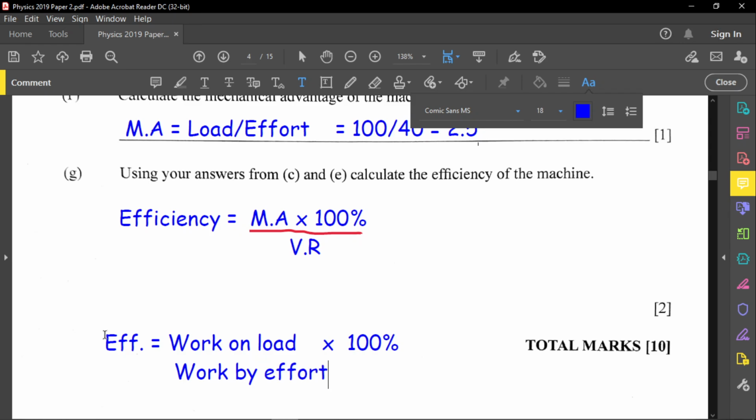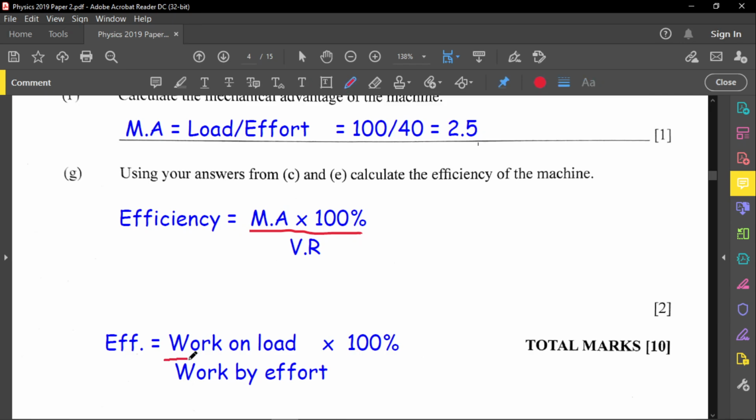So this is another formula you could use right here. So that's two formulas there. We could plug any information in here and work it out real quick.